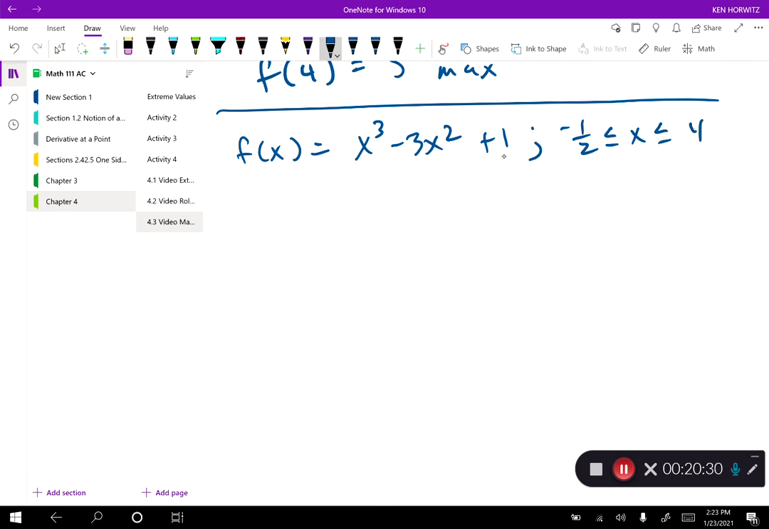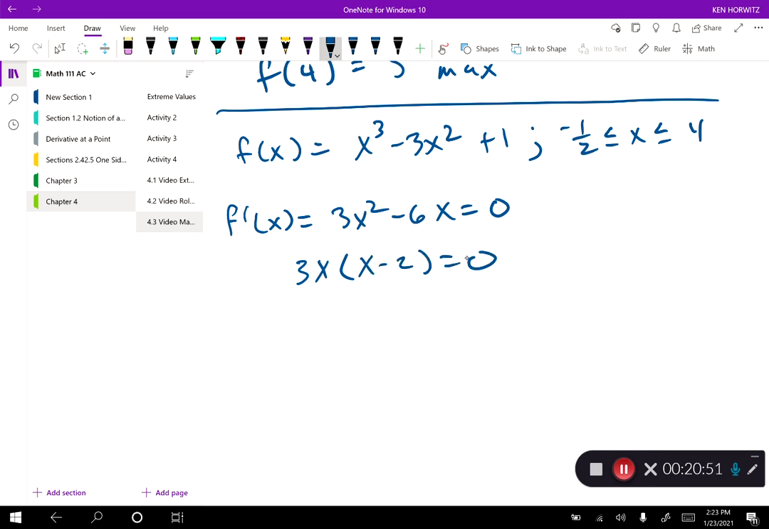First thing I'm going to do is find my derivative. And my derivative is 3x squared minus 6x. I'm going to set that equal to 0. Now we're going to go ahead and solve that. I get 3x times x minus 2 equals 0. So I get x equals 0 and x equals 2. So there are my two critical numbers.